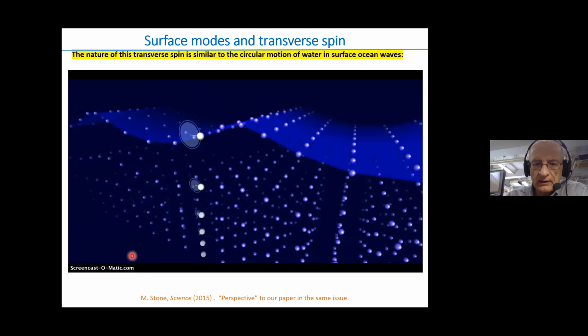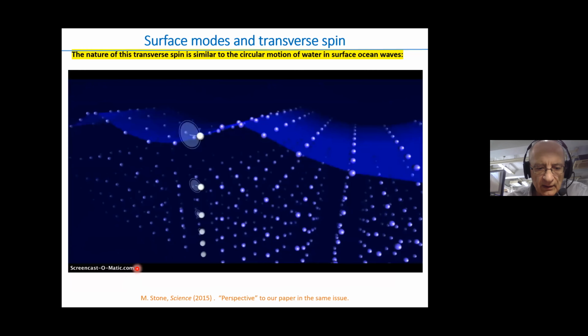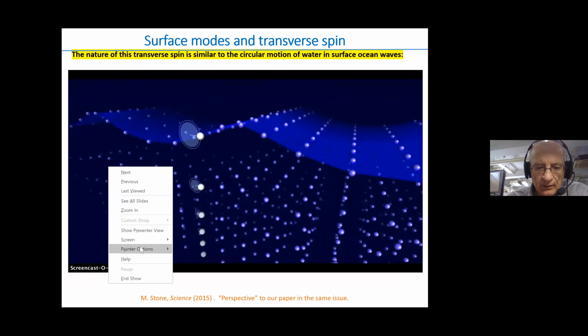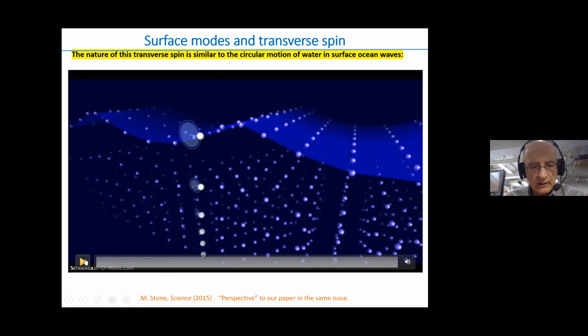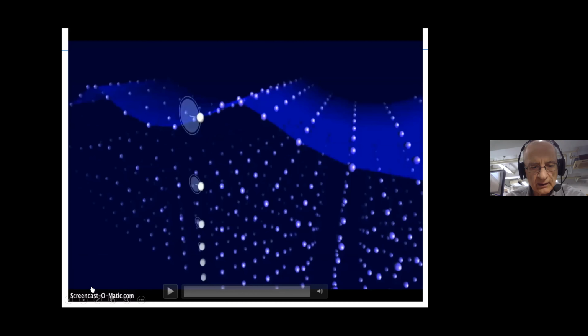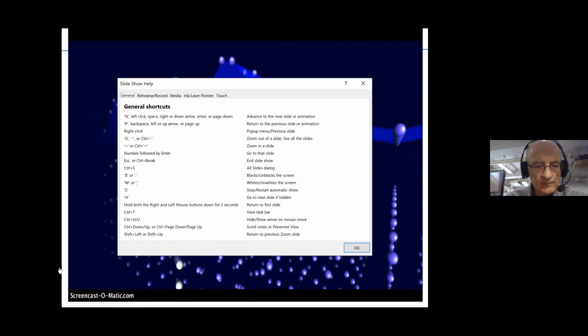And then, let's look at this animation here. Let me see if I can get the animation working. Perhaps I need to remove the pointer options here. Here it is. So click here, perhaps on the next one. Okay, good. Click here. Okay, there it is.